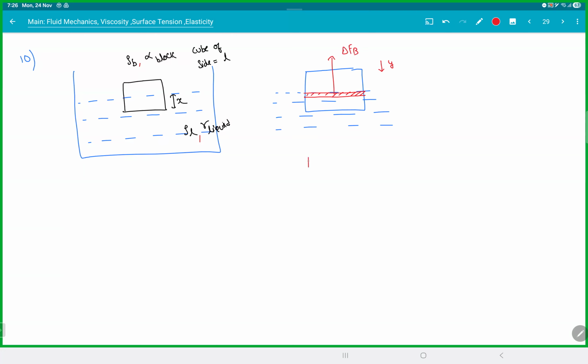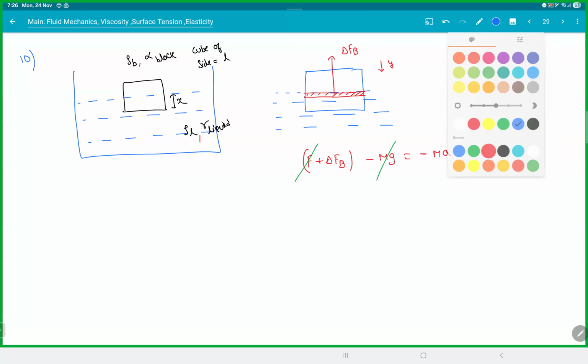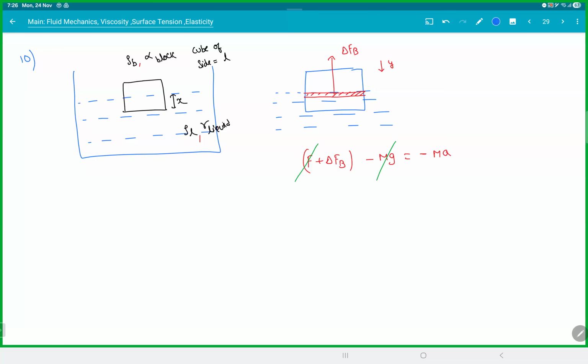So actually, if you see the equation, it will be like this: F plus delta FB minus mg is equal to ma. Right? But we know F is equal to mg, so this and this will always cancel out. What you're interested in is the restoring force, the additional force which came because of pushing it by y.